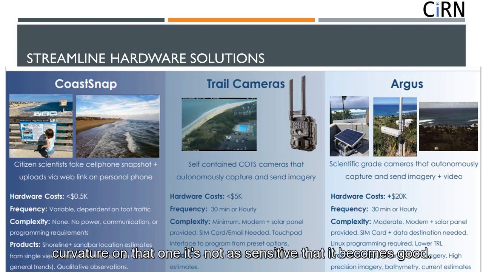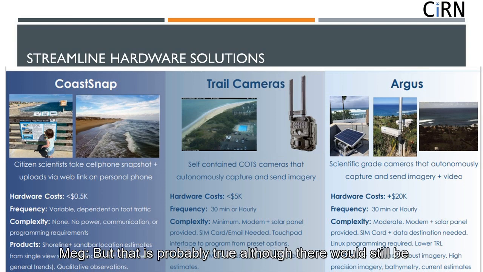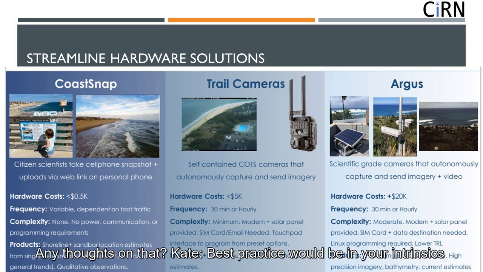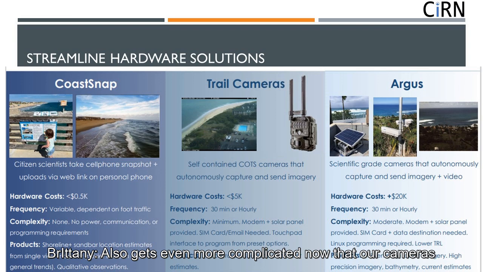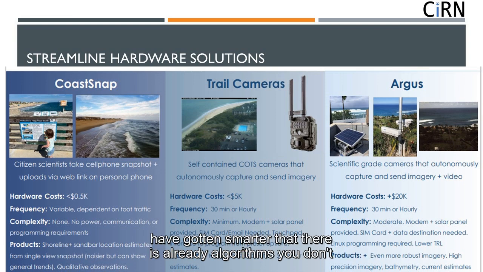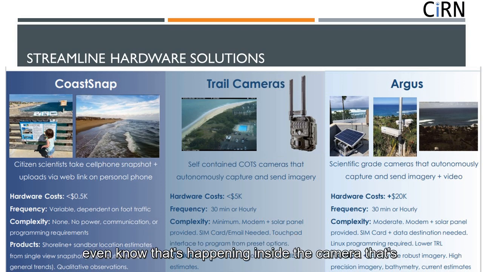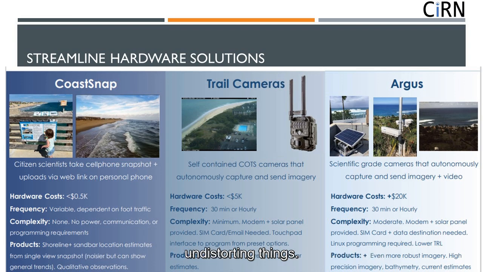And it's because there's no curvature on that lens, it's not as sensitive to everything else. That is probably true, although there would still be imperfections. Any thoughts on that? Best practice would be to do your intrinsics with the camera in the case that we're doing. It also gets even more complicated now that our cameras have gotten smarter, that there are already algorithms, you don't even know that's happening, inside the camera that's undistorting things.